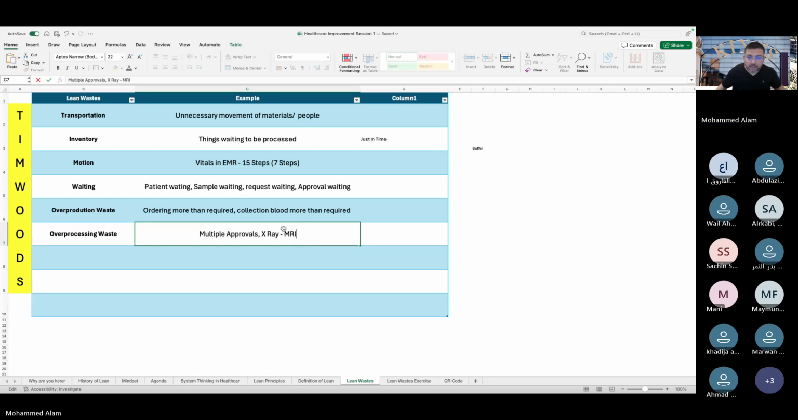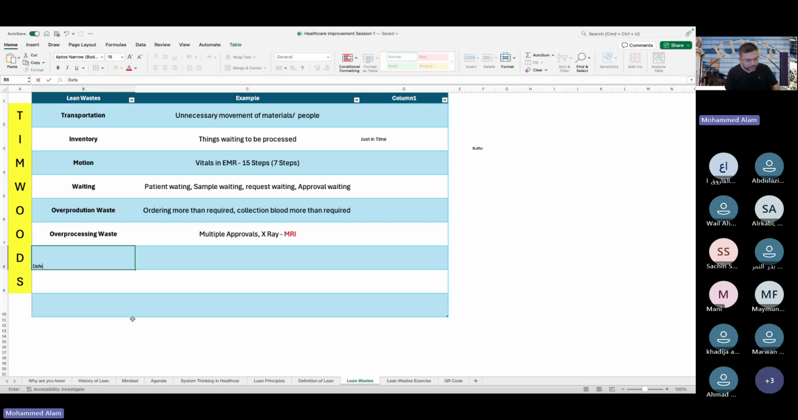Maybe where actually an X-ray is sufficient, a doctor may say to do what? MRI. Now, MRI is overprocessing, as I hope some of you are well aware. Sometimes we say that the X-ray was more than sufficient, why do we need to do an MRI? But then it depends on the doctor. Sometimes we ask to do extra things, which is overprocessing, which does not add value to the patient or to the hospital.